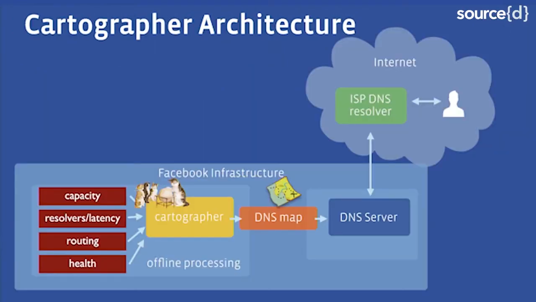So this is the basic Cartographer architecture. It will look at capacities, and this can be different types of capacity, as I said, like into the POP, from a POP to our data centers, or any other servers inside the POP. It will check out this latency map of how close resolvers are to Facebook. It will look at any routing problems, like is there a fiber cut somewhere?